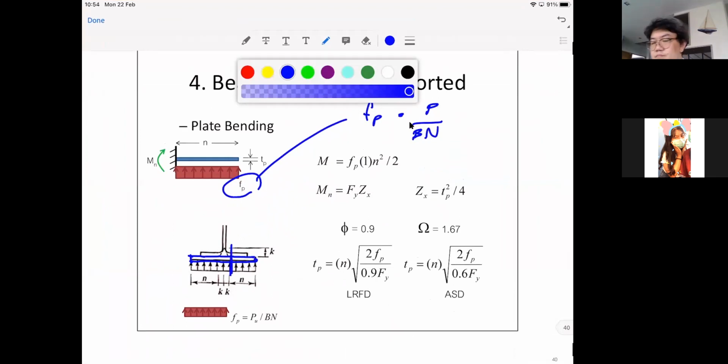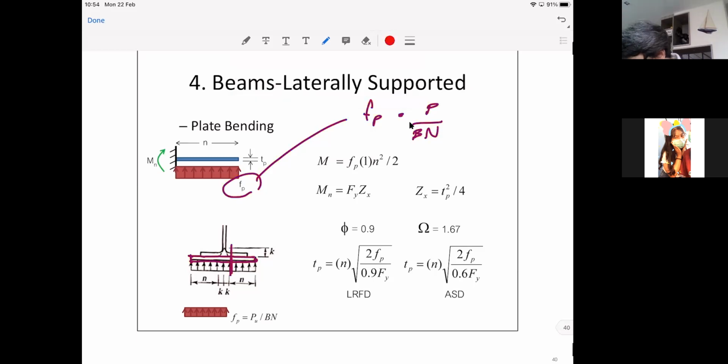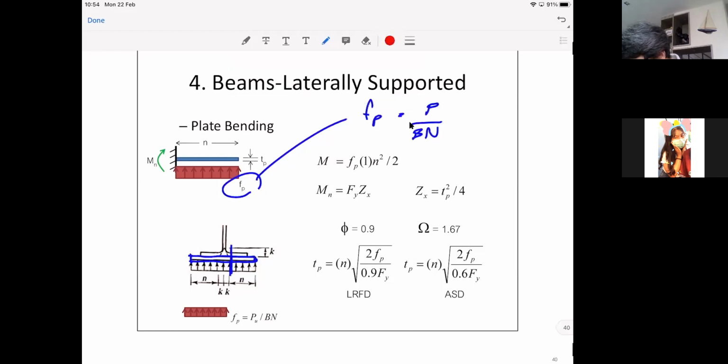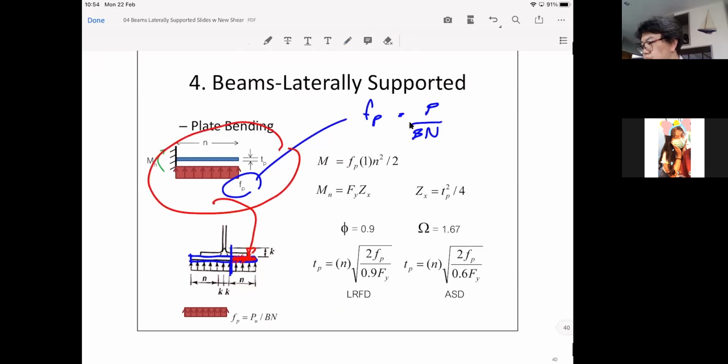Okay. And this part is this. See, this red beam is in fact this free body diagram. Okay. So if you know the size of your plate, let me write on this page.